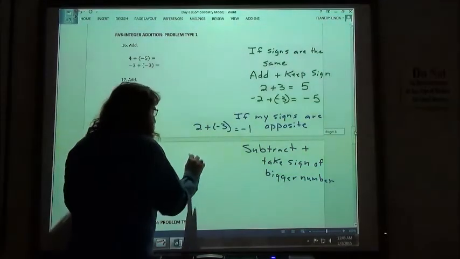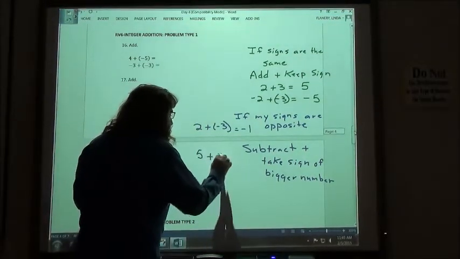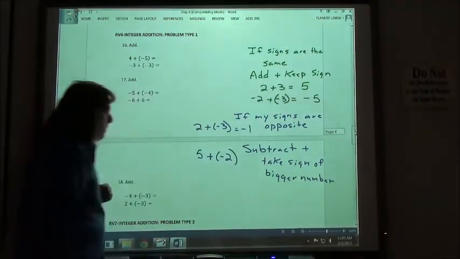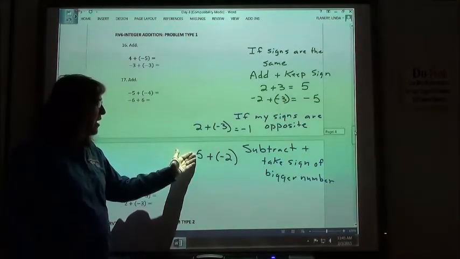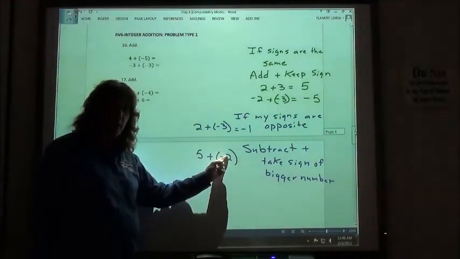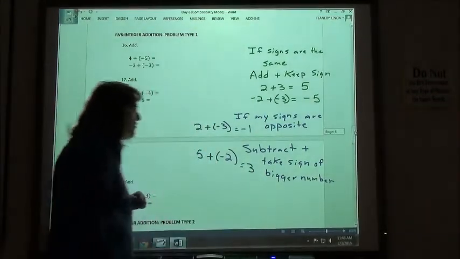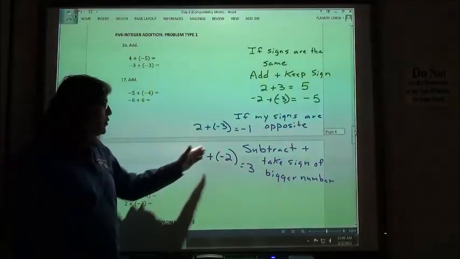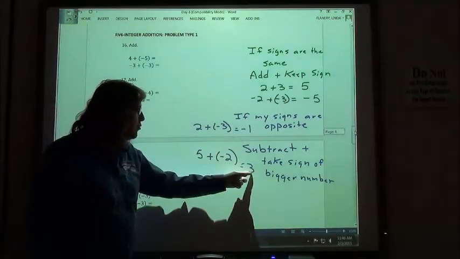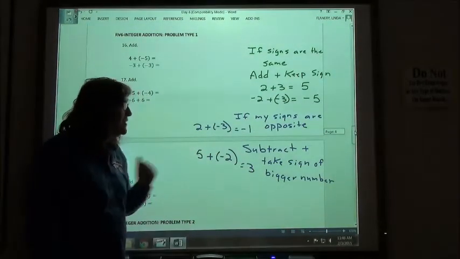If I would have 5 plus negative 2, I have $5. I owe $2. I'm going to have 3 extra dollars. I'm going to be to the positive 3. My rule, subtract the numbers. 5 minus 2 is 3. Take the sign of the bigger, it stays positive.